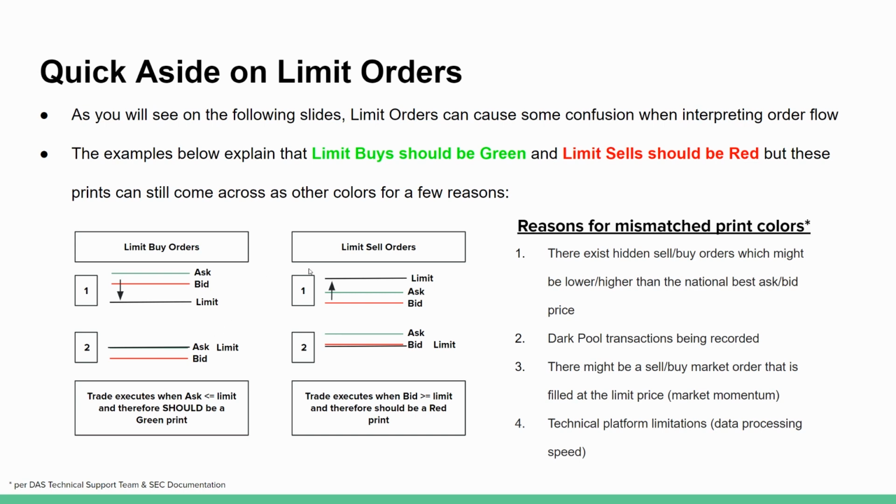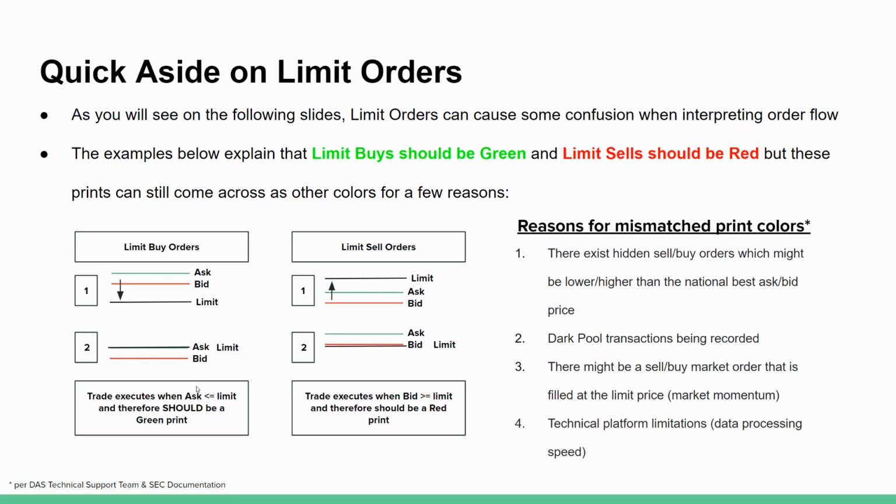Now, on the flip side of that, limit sell orders work the exact same way, but in reverse and with the bid. So you put your limit above where the price currently is, and in order for that limit sell to get executed, the bid price has to be either at or above your limit price, okay? So again, this is SEC documentation. This is canon. You can't argue with this. It technically should be a red print, and this technically should be a green print.